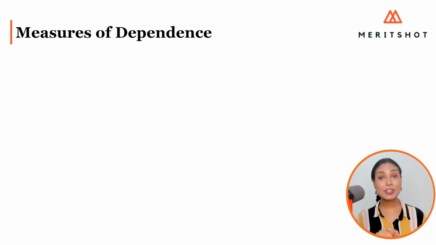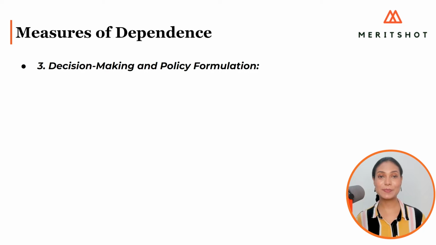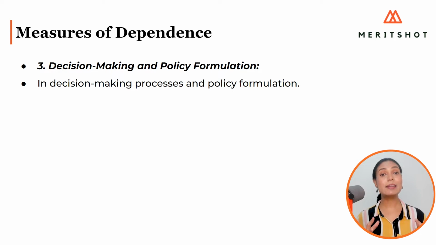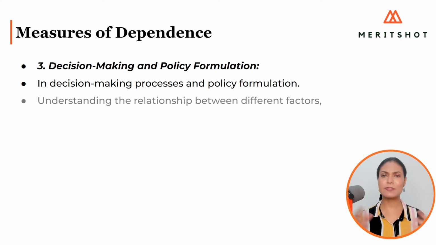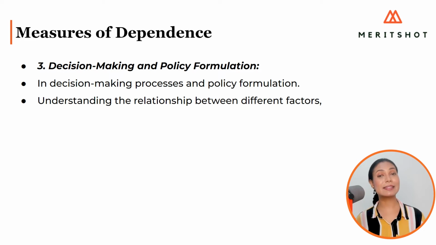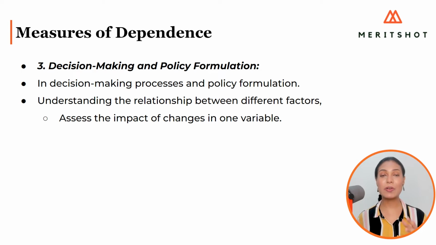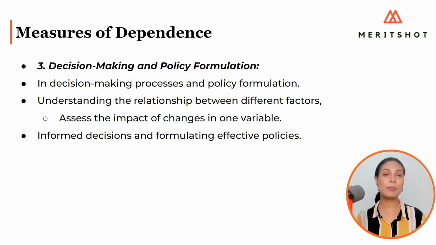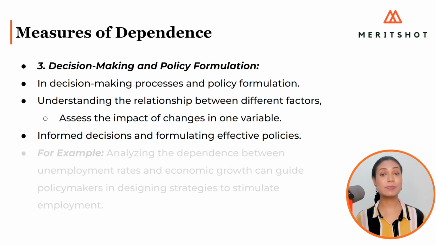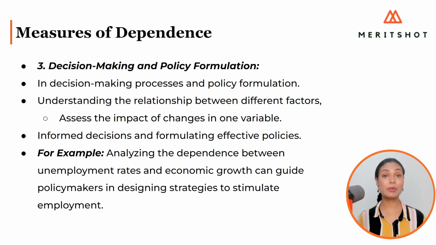Number 3, decision-making and policy formulation. Dependence measures play a role in decision-making processes and policy formulation. By understanding the relationship between different factors, decision makers can assess the impact of changes in one variable on another. This helps in making informed decisions and formulating effective policies. For example, analyzing the dependence between unemployment rates and economic growth can guide policymakers in designing strategies to stimulate employment.